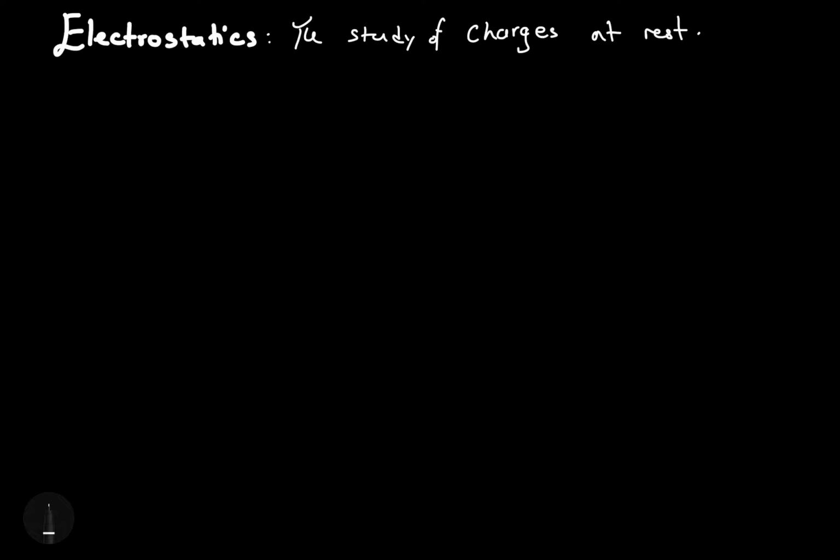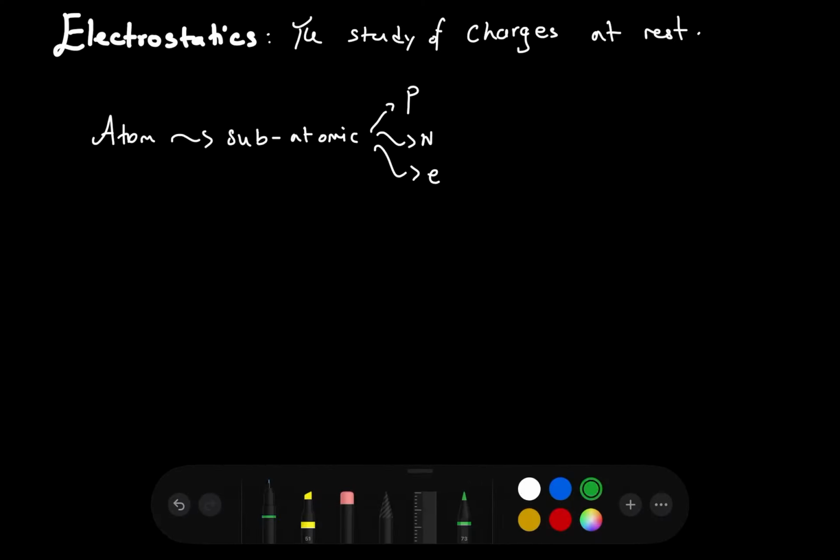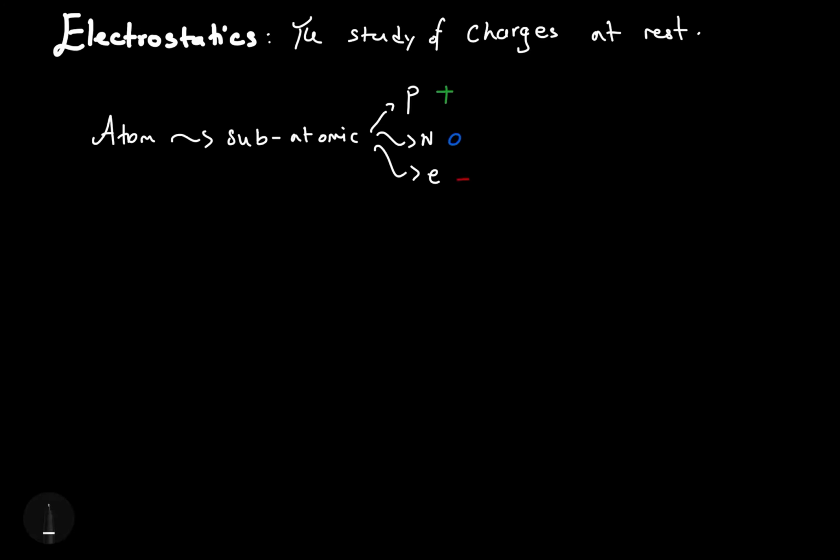You may have learned a couple of things about electrical charges. The fact that there are 3 subatomic particles known as protons, electrons, and neutrons. Atoms are separated into subatomic particles, and these are none other than the proton, the neutron, and the electron. The proton being positively charged, the neutron having a neutral charge or a charge of 0, while the electron has a negative charge.